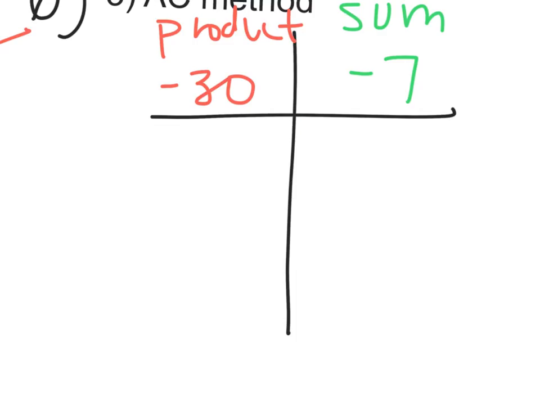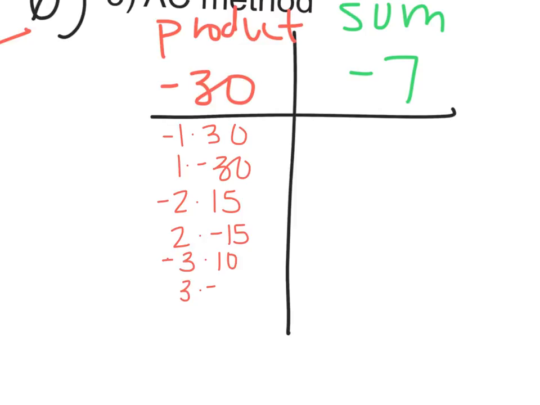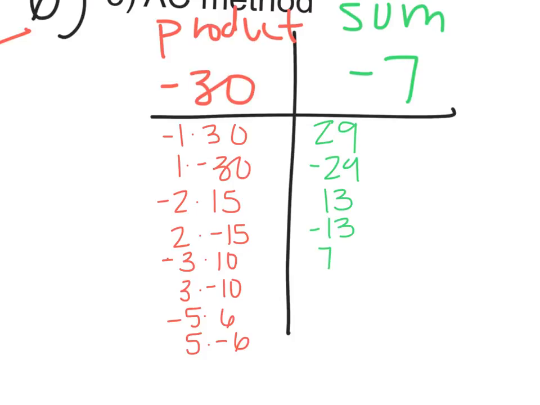So my factors of 30 or negative 30 are going to be negative 1 and 30, or 1 and negative 30. I also could have negative 2 and 15, or 2 and negative 15. We have negative 3 and 10, or 3 and negative 10. And 5 and 6, or negative 5 and 6, or 5 and negative 6. And if I find the sum of each of those, I get 29, negative 29, 13, negative 13, 7, negative 7, 1, and negative 1.